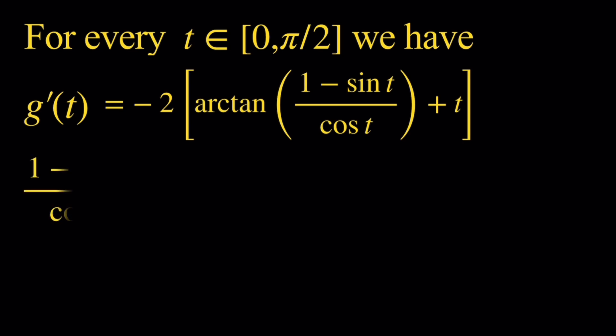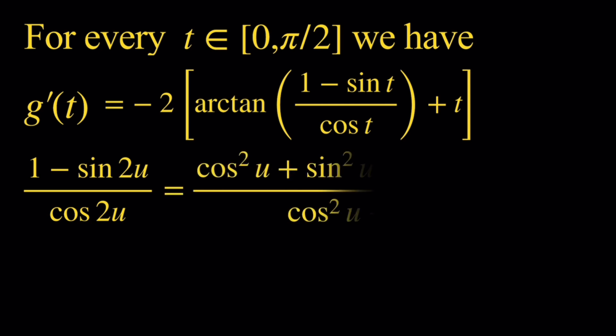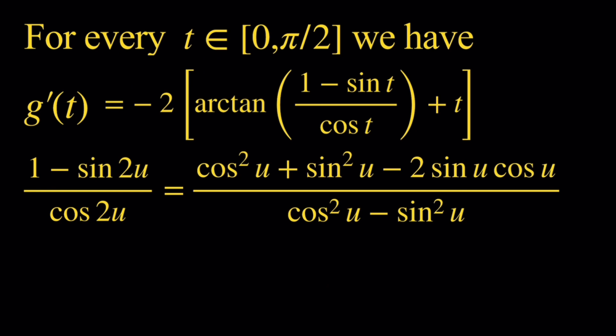Now, let's just replace t by 2 times u. So (1 minus sine of 2u) divided by cosine of 2u is equal. We're going to replace 1 by cosine squared of u plus sine squared of u. Then sine of 2u by 2 times sine of u times cosine of u. And finally, cosine of 2 times u by cosine squared of u minus sine squared of u.